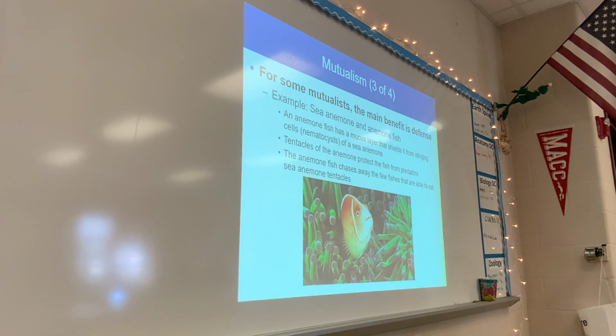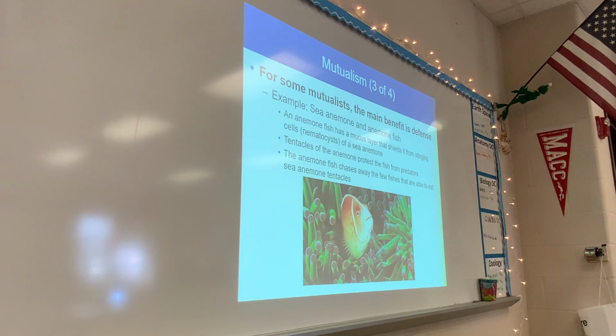In some mutualisms, the main benefit is defense. In this case, we all know Finding Nemo, the anemone protects the clownfish. And so the main benefit is the defense that the anemone provides.